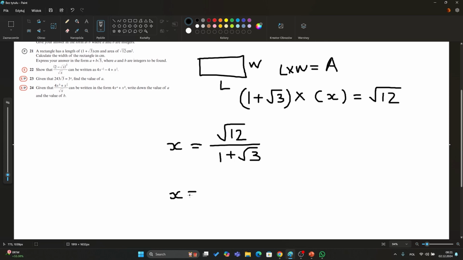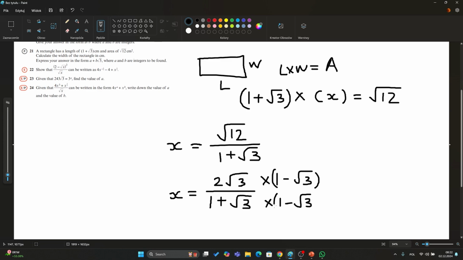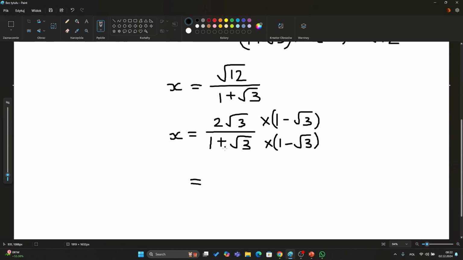So now we can simplify the top with 2 root 3, and the bottom we can rationalize with 1 minus root 3 and 1 minus root 3. And now what we do is 2 root 3 minus 2 root 3 times minus root 3 is negative 2 times 3, which is 6. And here we have minus 1 minus 3. So that is 2 root 3 minus 6 over minus 2.